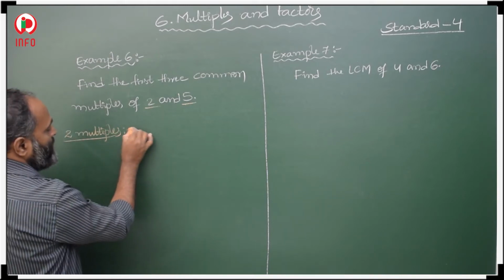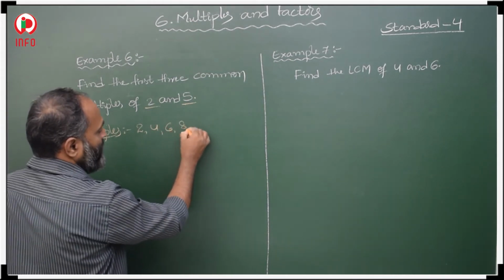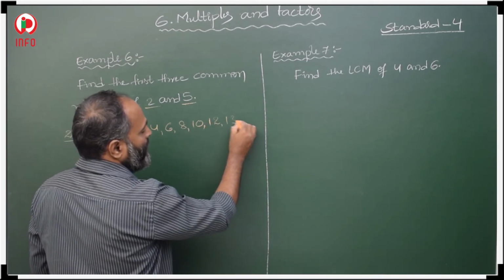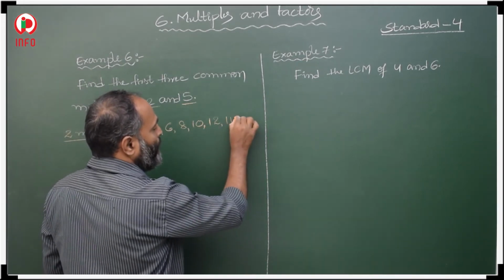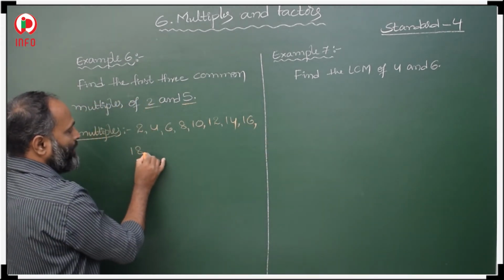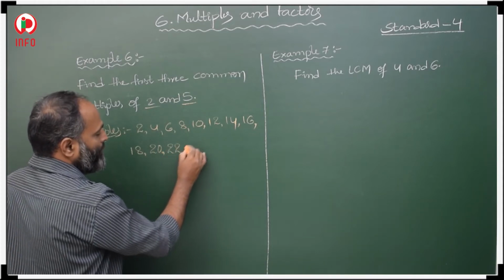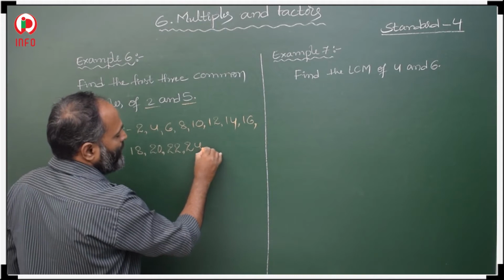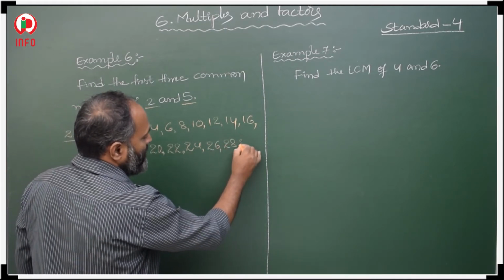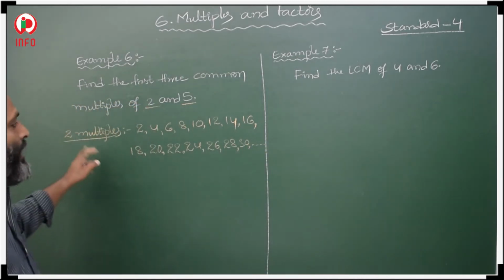What are the multiples of 2? 2, 4, 6, 8, 10, 12, 14, 16, 18, 20, 22, 24, 26, 28, 30, and so on. All these are multiples of 2.